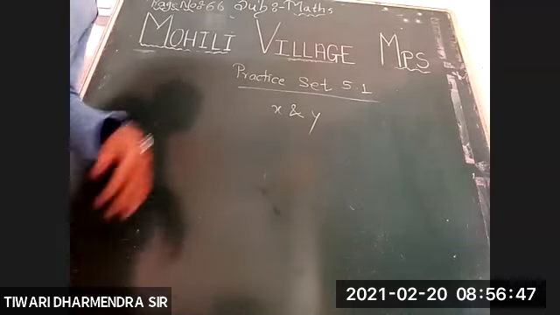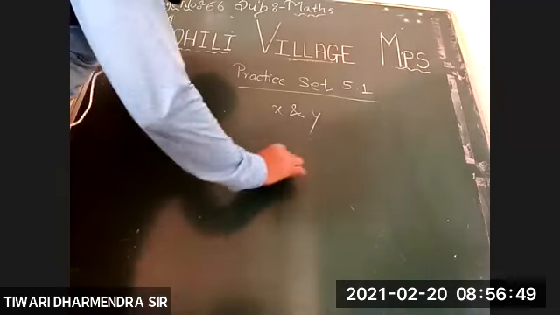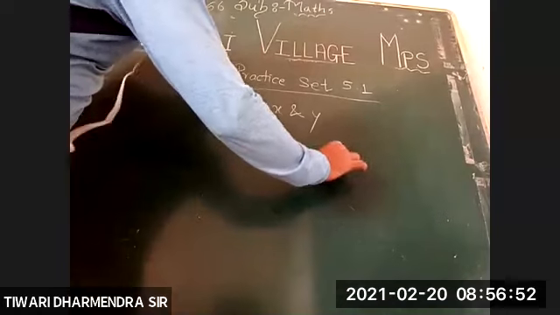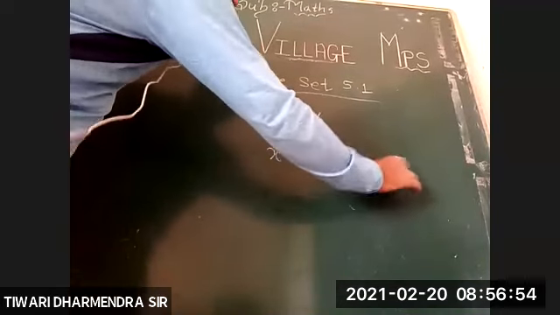Linear means you can't form this. Is this linear? x plus ax plus y is equal to 0.